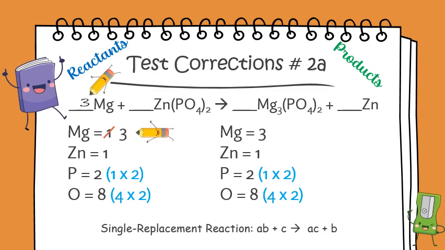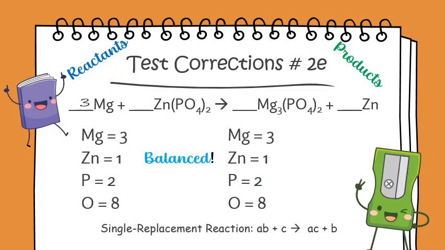As I look at my counts, I notice that everything is equal except for the magnesium atoms. I update my atom counts. Everything adds up as it should. Now my equation is balanced.